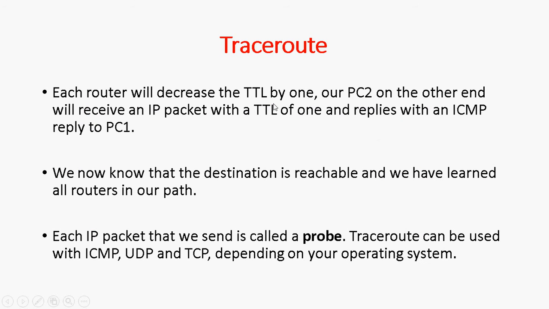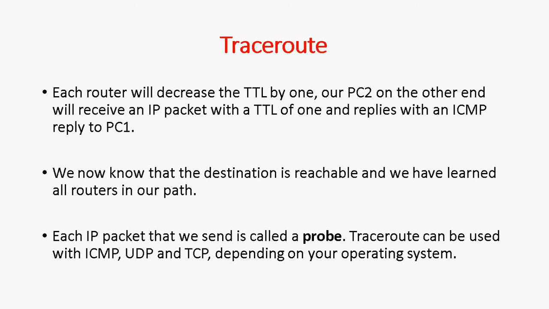So each router decreases the TTL by 1. Our PC2 on the other end will receive the IP packet with a TTL of 1 and reply with an ICMP reply to PC1. So we know the destination is reachable, and we learned all the routers in our path. So each IP packet that we send is called a probe. So probe means each IP packet we send, that one only we call a probe. So traceroute can be used with ICMP, UDP and TCP protocols, depending upon the operating system.